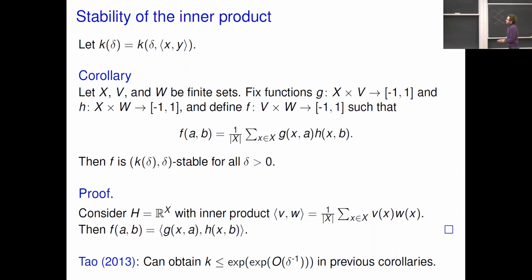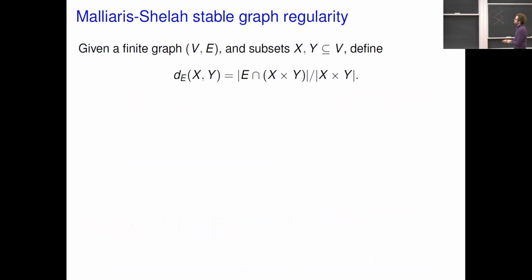Okay, so I'm going to state our result in a couple of slides, but first I want to just recall the Malliaris-Shelah result. So now, given a finite graph V, comma E, I wrote it for graphs, not bipartite graphs, because that's what's in their paper. I hope that's okay. But at any rate, given a graph with vertex set V, edge set E, and two finite subsets X and Y, we can define this edge density, d sub E of X, Y, to be the size of the edge set intersect X times Y, divided by the size of X times Y. So it's the density of the edges between these two sets. You would usually think of X and Y as being disjoint, but you don't have to.